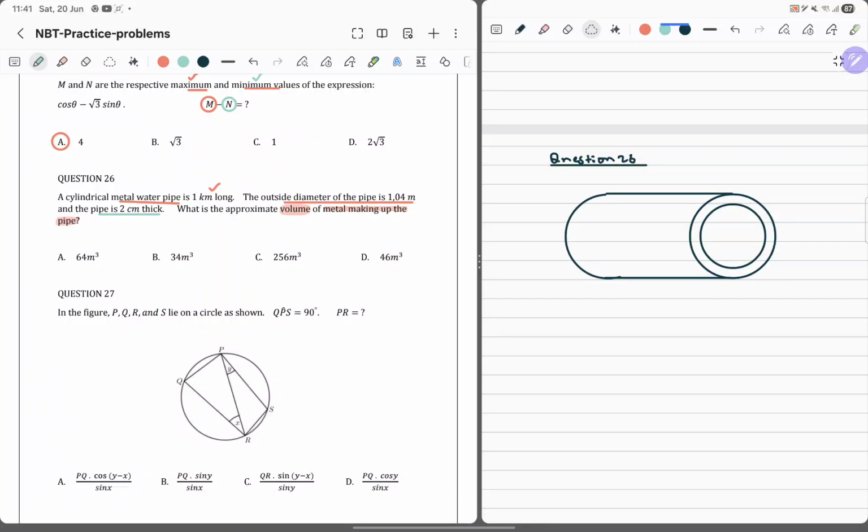Okay, so this is like a pipe. Now with this pipe, what do we know? The length is 1 kilometer. The length is 1 kilometer. So this is this dimension here.